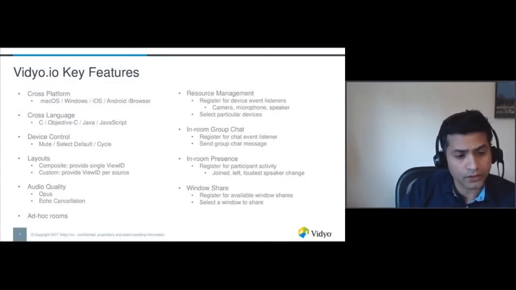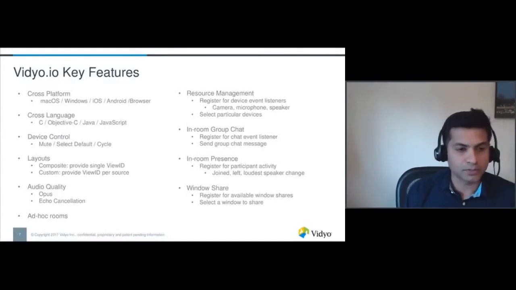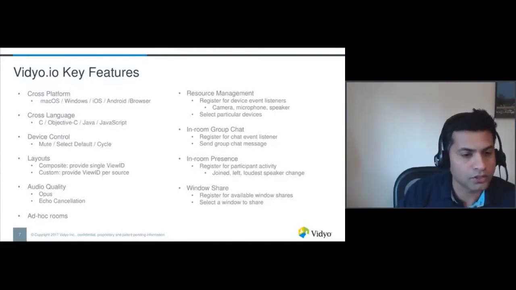We also provide other things like window share, so if you want to share any content, we provide that. We provide multi-group chat. So once you're in the room, you can chat with all the participants in the room. We have a pretty straightforward API where you can get messages in, you can send messages out, and these messages are broadcast to everybody in the group chat. It's a very simple API, and you can choose to listen to those events.